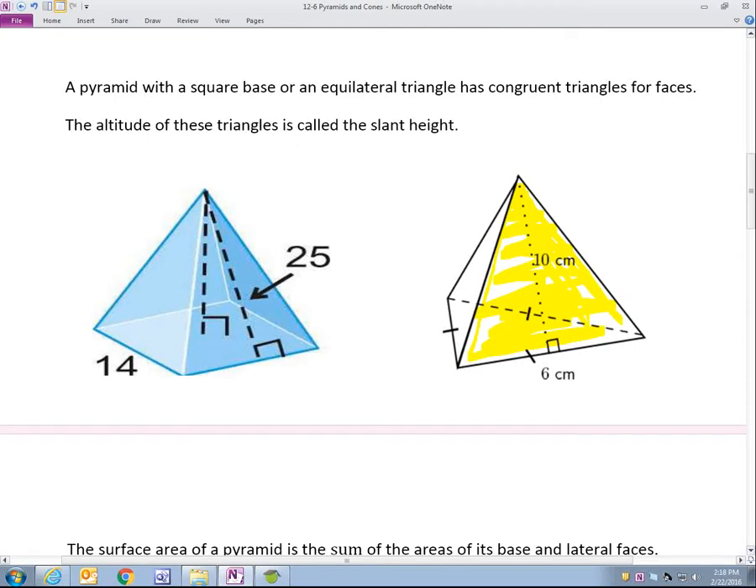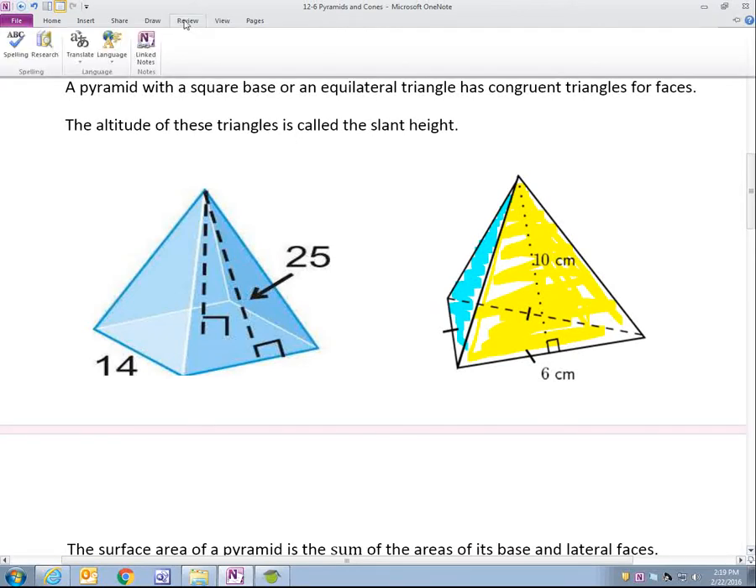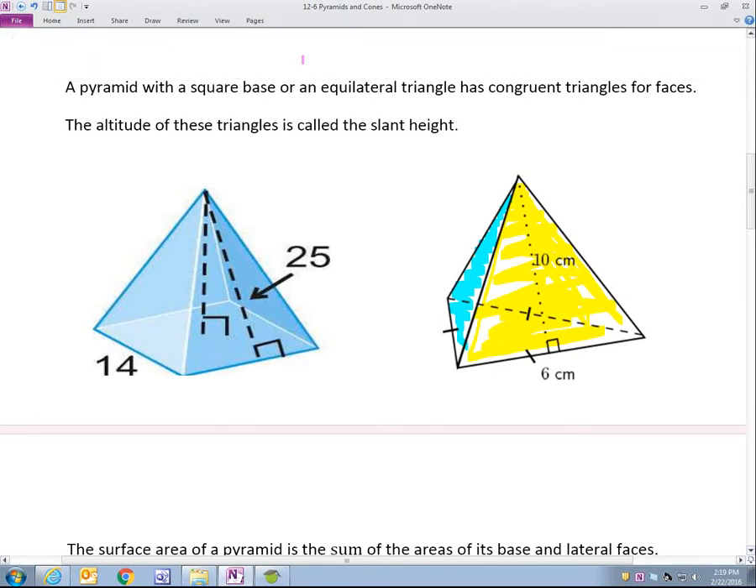That would be the same as this face of the triangle over here because it has the same base, and it would be the same as the triangle in the back. So the red, the blue, and the yellow sides are all going to be congruent. And the one on the left, they're all going to be congruent as well.